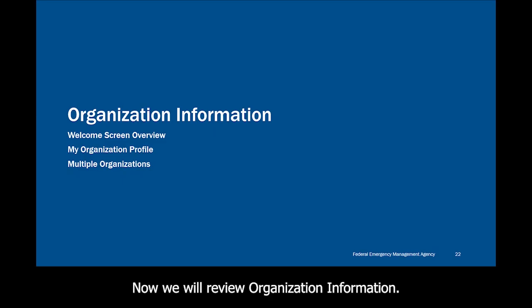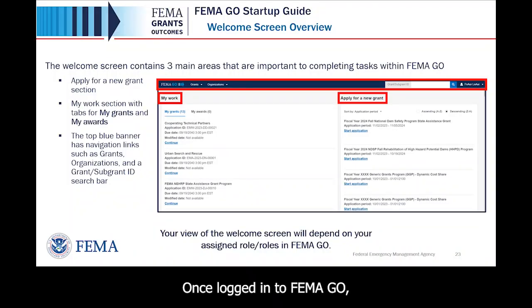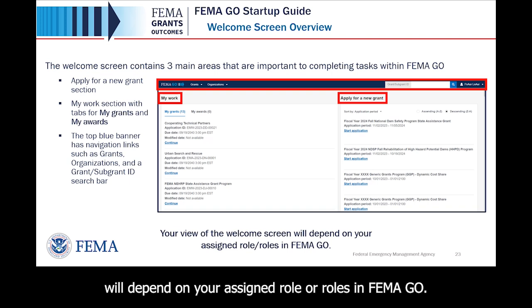Now we will review organization information. The topics we will cover in this section include the welcome screen overview, my organization profile, and multiple organizations. Once logged into FEMA Go, the system will open to a welcome screen. Note that your view of the welcome screen will depend on your assigned role or roles in FEMA Go.